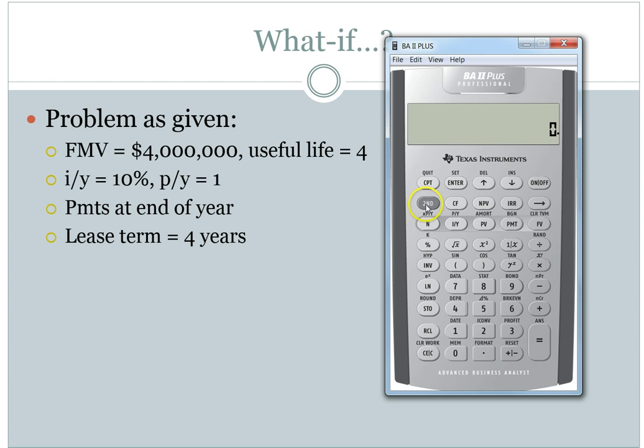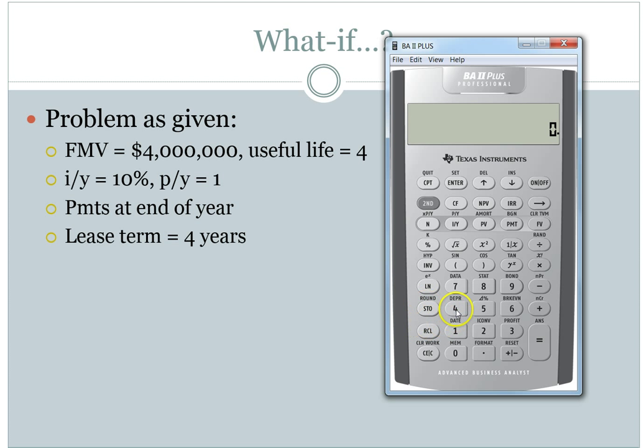If you need to change that, you have to go into the menu path. It's Shift and then Begin, and then it's Second Set, Second Set, and you can toggle back and forth between beginning of the period payments and end of the period payments. So we want to make sure that this is end, so just make sure end is showing in the window, hit the clear button a couple of times, and I'm good to go.